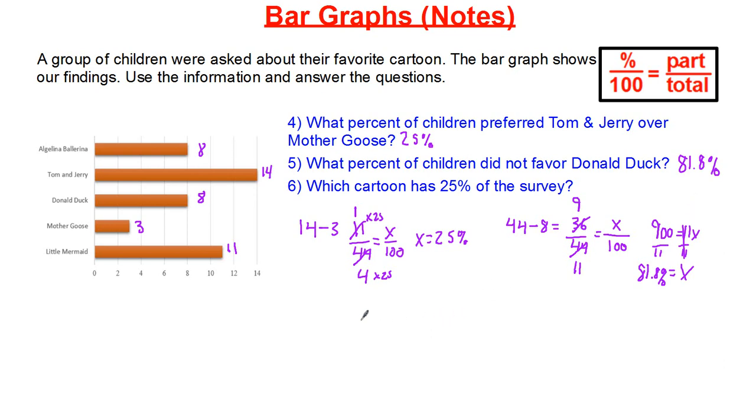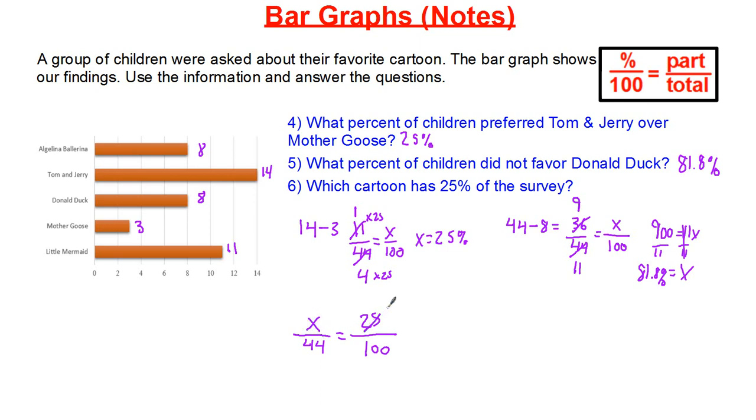All right. Next, our last one, which cartoon has 25% of the survey? 25% of the survey. Okay, so this one's a little bit different. If we pay attention to what's going on, it gives us the percent. So I'm going to have to put 25 over 100. Okay, always look at the information it gives you. I know for sure that there's 44. All right, so I need to figure out this right here, which is going to be my x value.